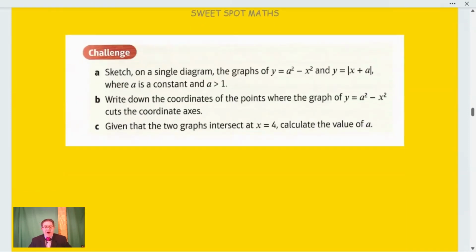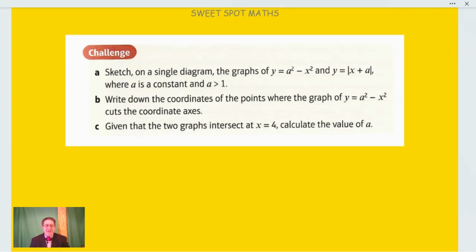Now, some extra gold here. I've picked a question from one of the Edexcel textbooks. It's one of the challenges. If you're a sweet spot math student, these are the sorts of questions you should be seeking out in your textbooks, the hard ones, the ones marked for the A-star candidates, the challengers. Those are the ones that will enable you to train in the sweet spot.